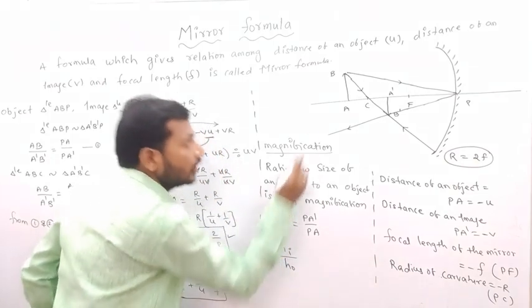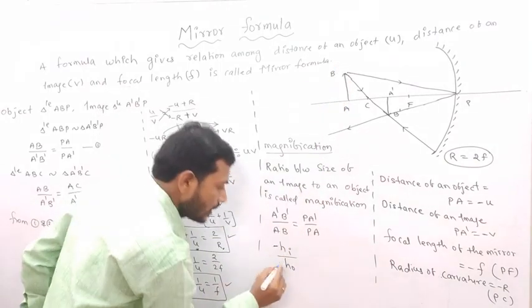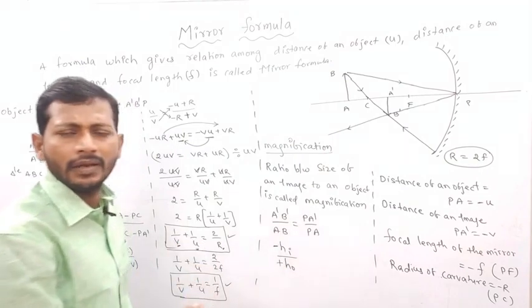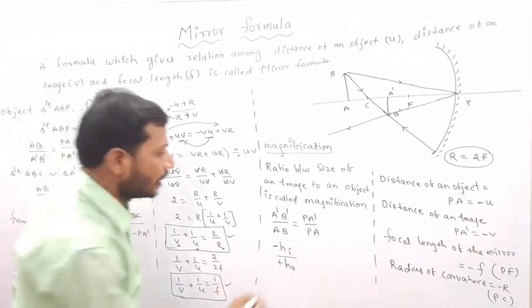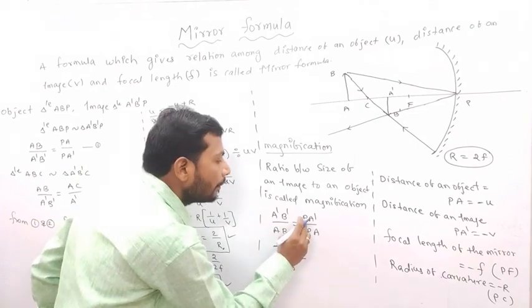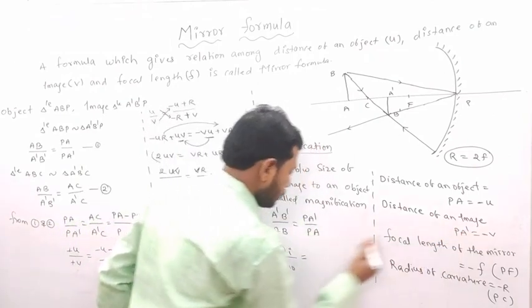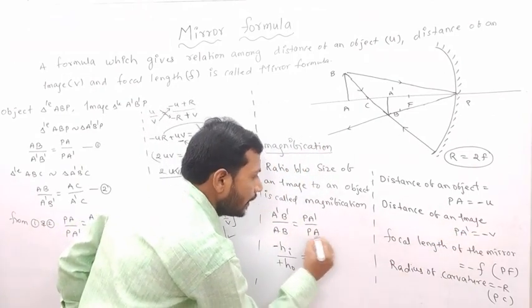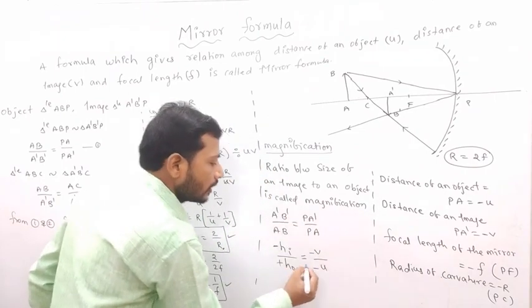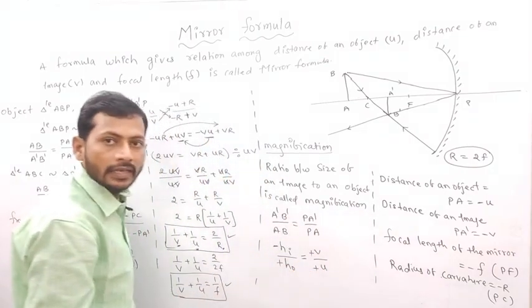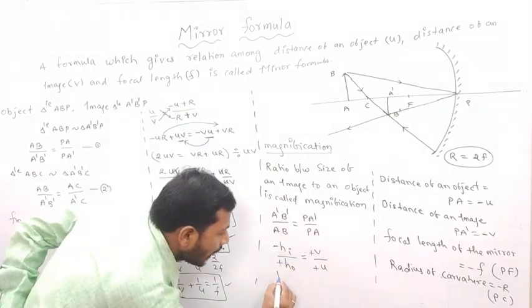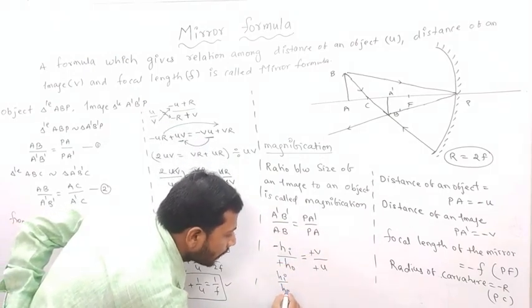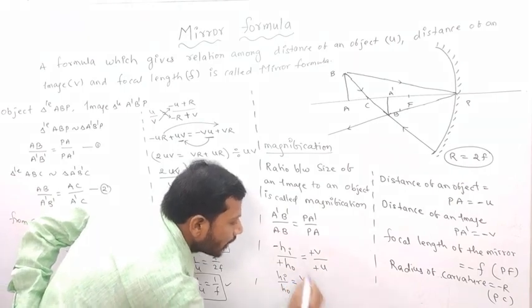It is above the principal axis. Keeping plus here, or if you are not going to keep the plus also, no problem. Equals PA dash, already we know, minus V. PA is minus U. This minus gets cancelled. I am taking this minus to this side. I am going to write here: height of image by height of object equals V by U.